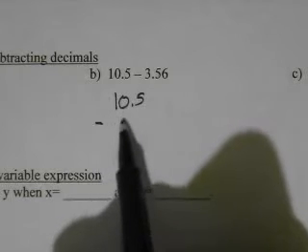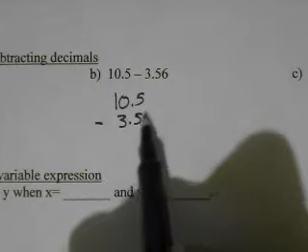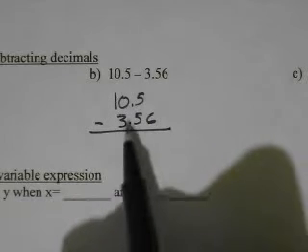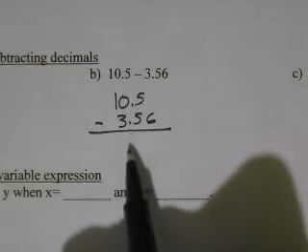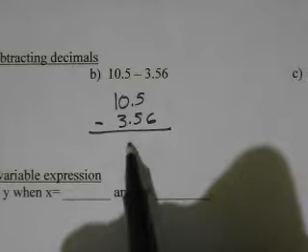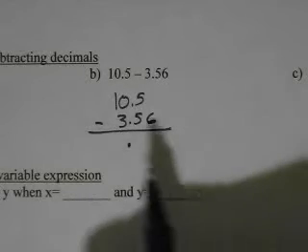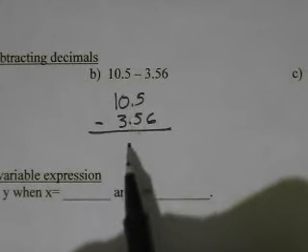10.5 minus 3.56. Notice when I wrote this down, my decimals are lined up in a line. In fact, I can tell you right now, my decimal in my answer is going to be right there. It has to be, so my decimals are lined up.